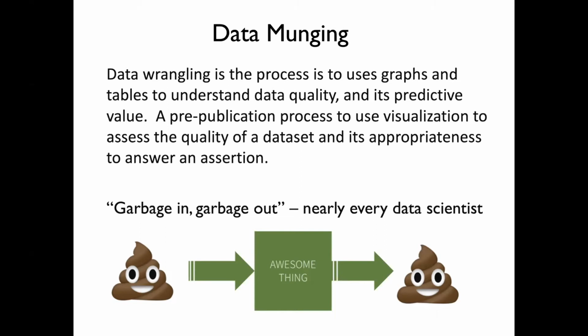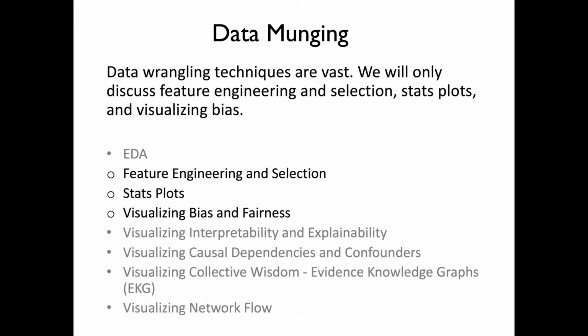And so we want tools that allow people who don't necessarily have a deep training to understand what it is that they're actually looking at. And so there's all kinds of things we can look at. We can visualize what's on the web, the source. We can visualize network flow. We can visualize causal dependency. We can do interpretability, bias, what features are important. It's just a vast, vast project that can go on and on.